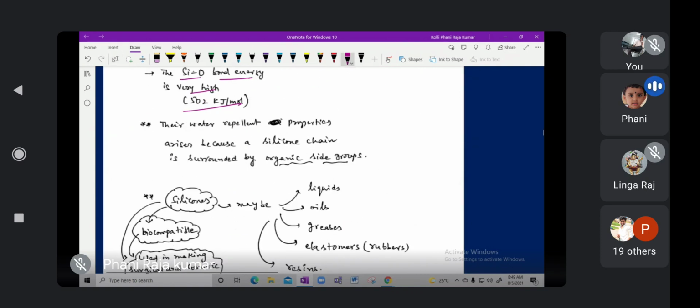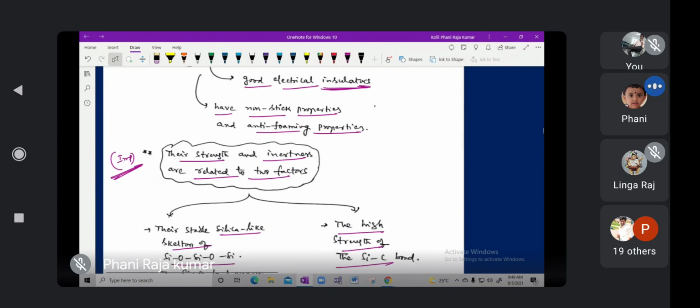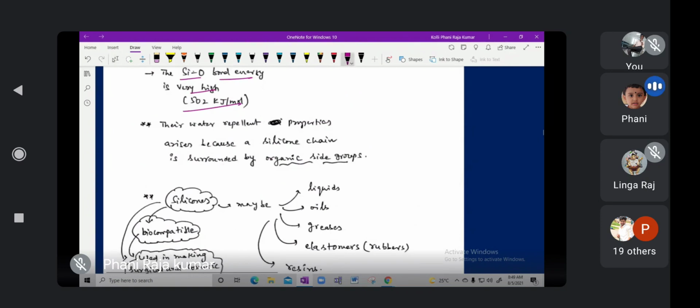And just now I told you silicones are water repellent. This water repellent nature mainly arises because a silicone chain is surrounded by organic side groups. Because of these organic side groups, they are hydrophobic and water repellent, because of the attachment of organic groups around silicon.